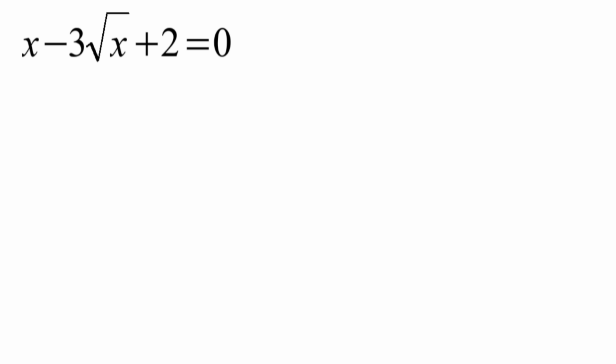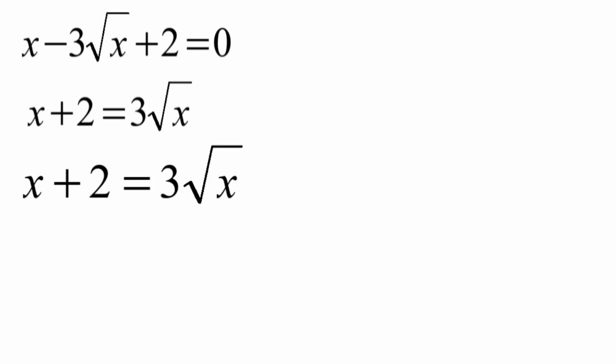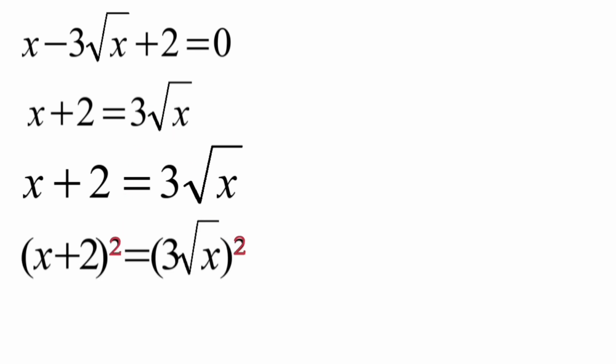Another example we have here: x minus 3 times the square root of x, plus 2 equals 0. Here we are going to transpose 3 square root of x to the right side of the equation. So we have here x plus 2 equals 3 square root of x. Then square both sides of the equation. We have here x plus 2, squared, equals 3 square root of x, squared.